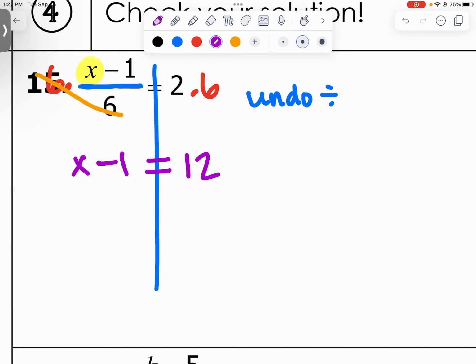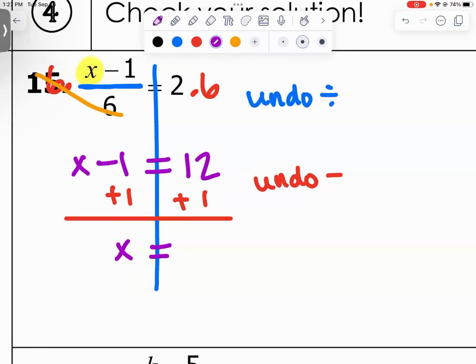Alexander, how do we undo that -1? Okay, we need to undo our subtraction by adding 1 to both sides. So Kanaya, our answer is 13. Wasn't that bad, was it?